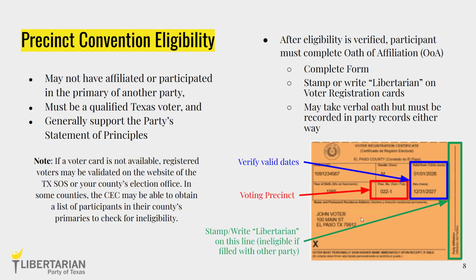When that is all said and done, my favorite dopamine rush every 2 years is being able to stamp or write Libertarian on someone's voter registration card. So for those of you who have stamps, you can do that, but you can always just write Libertarian right here on this side margin on their voter registration card before they leave the precinct conventions.